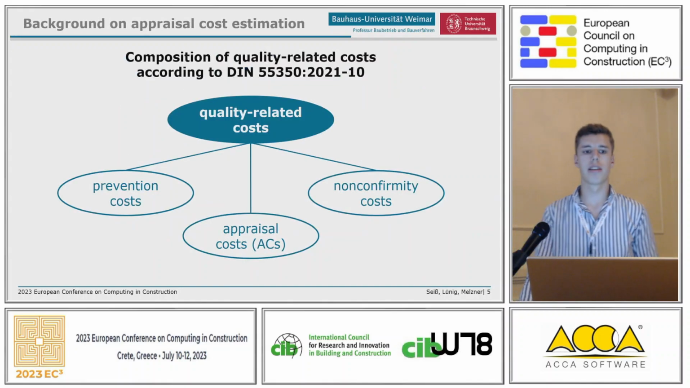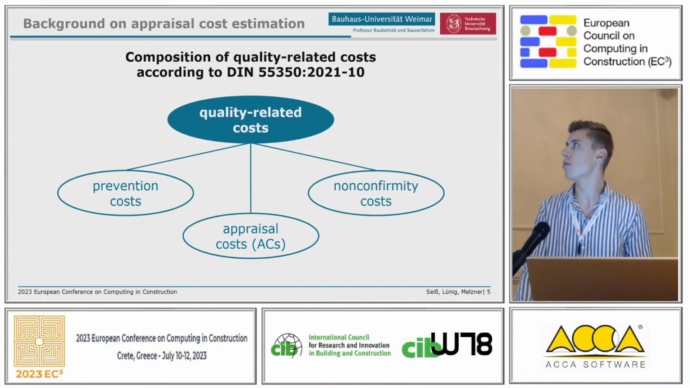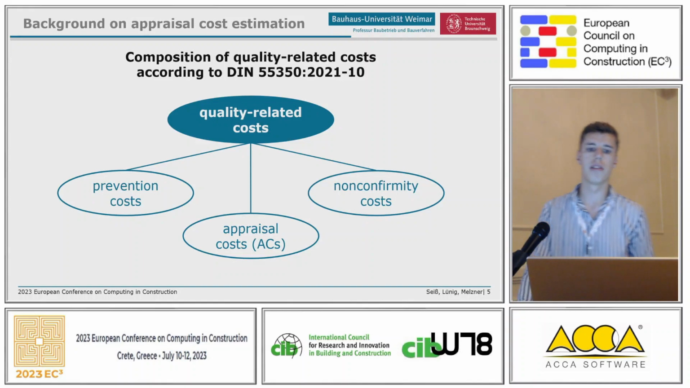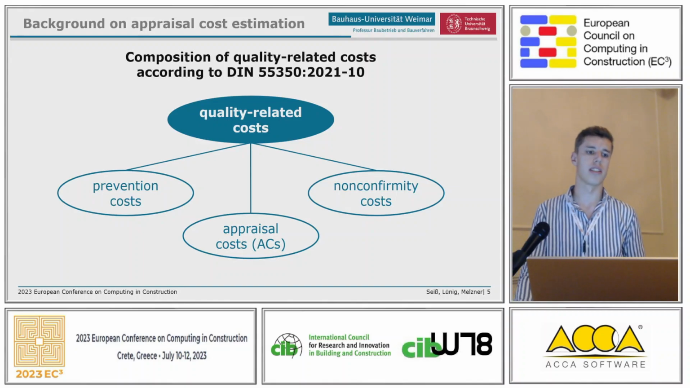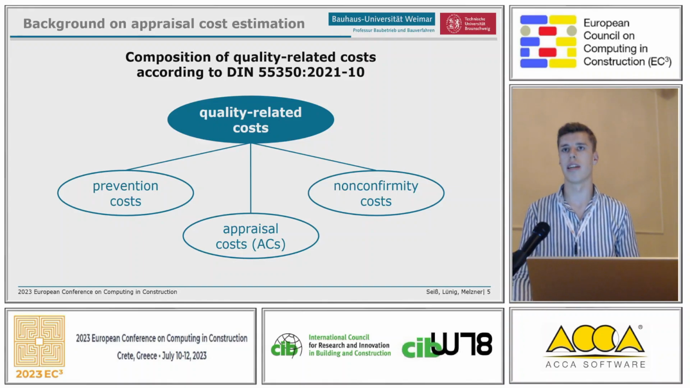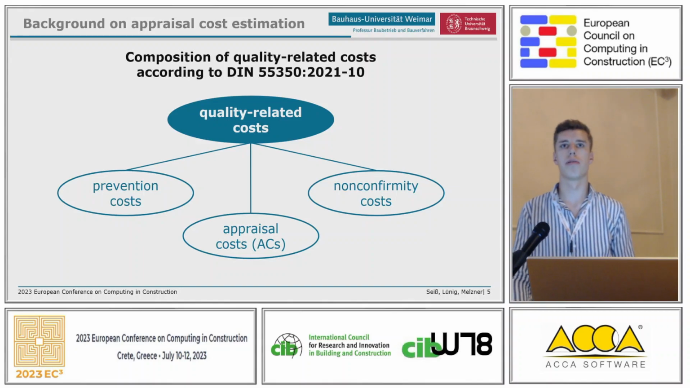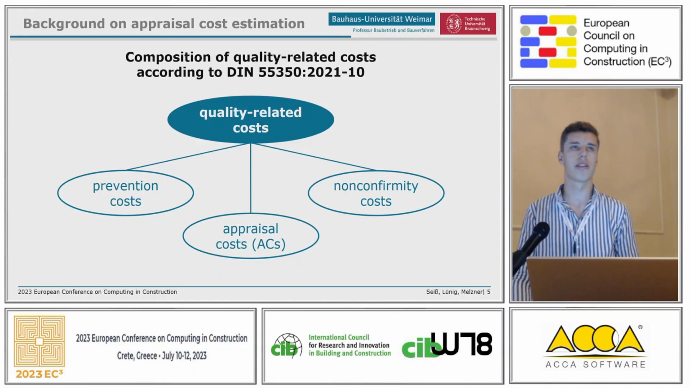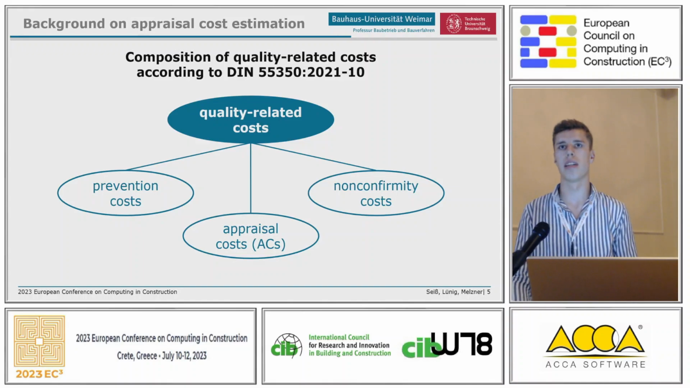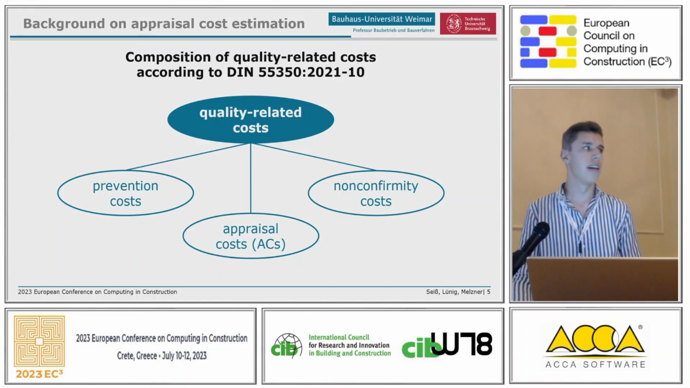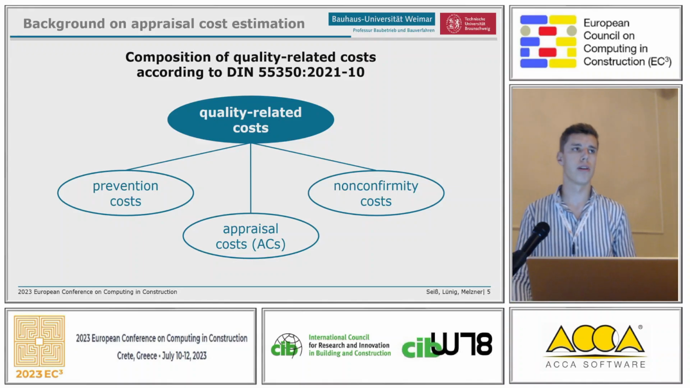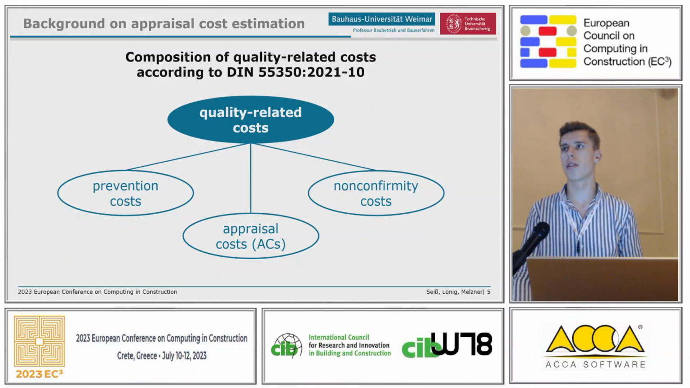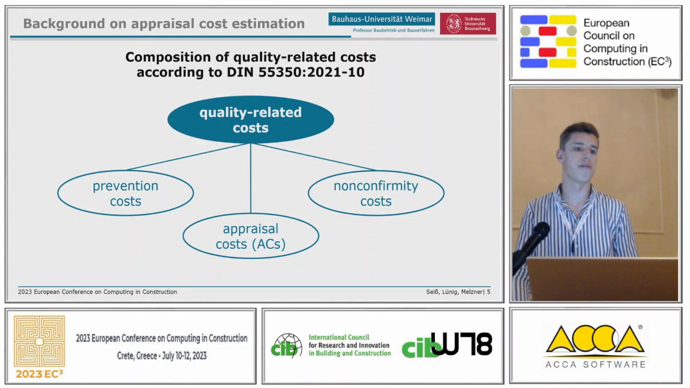Quality-related costs, according to the DIN definition 55350, are divided into three parts. Prevention costs are all costs to prevent failures, for example for training. Then we have appraisal costs, which are costs that result from an inspection. And lastly, as I said, non-conformity costs, which are all costs that result from a failure.